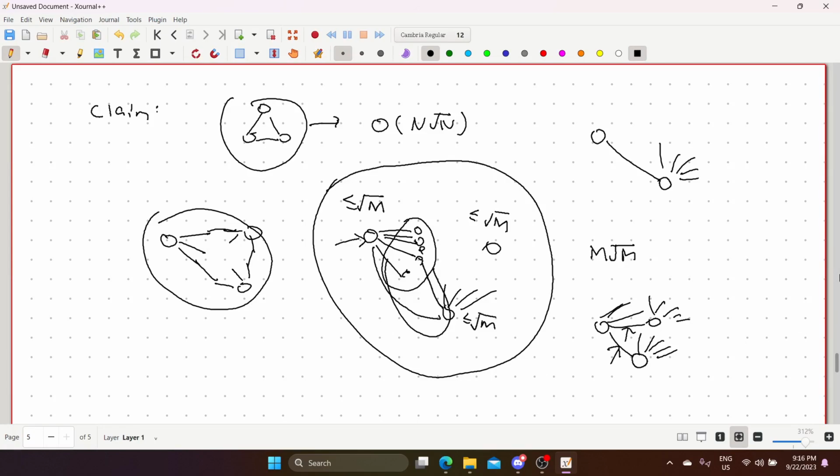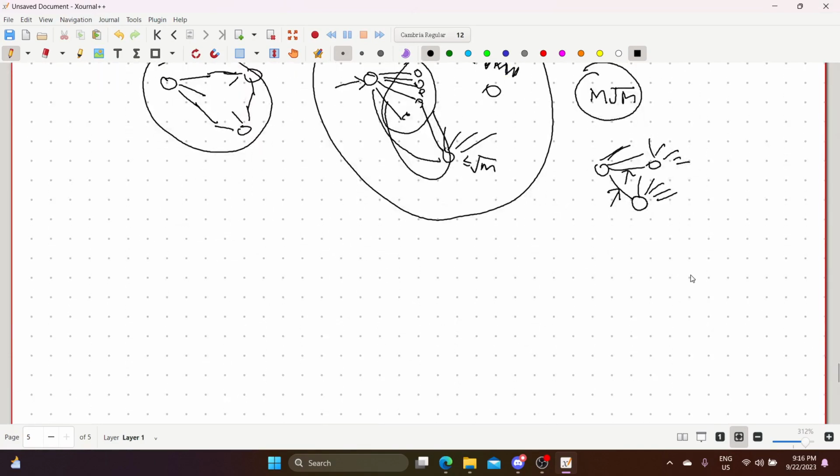So this is m square root m. So if this is not true, well, actually the last vertex can be anything. So if our m square root m solution can handle the case where at least two of them are smaller than or equal to square root m. So if this is not true, that means there are at least two vertices which have degree more than square root m.